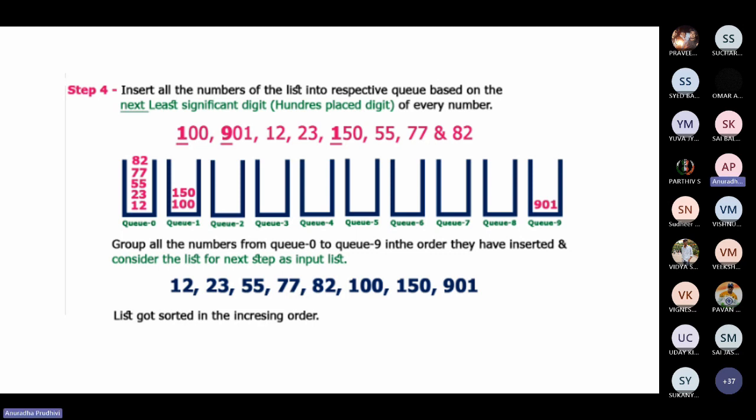So 100 we need to store in Q1. 901 store in Q9. 012, we need to store in Q0. 023, consider it as 023, so store in Q0. Next 150, 1 in Q1. Next 55, 055, store in Q0. Next 77 in Q0. 82, also in Q0.